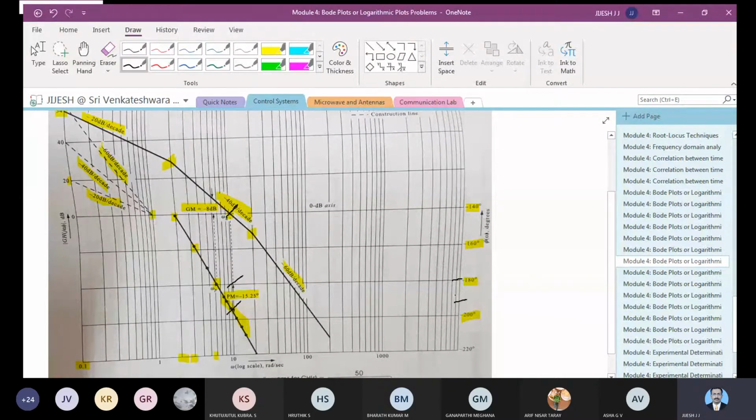So you have to take this difference. When you take this difference, you get the phase margin. Here the phase margin you will get as 15.25, and then you also have to calculate the gain margin. To calculate the gain margin, you should see the 180-degree axis line.